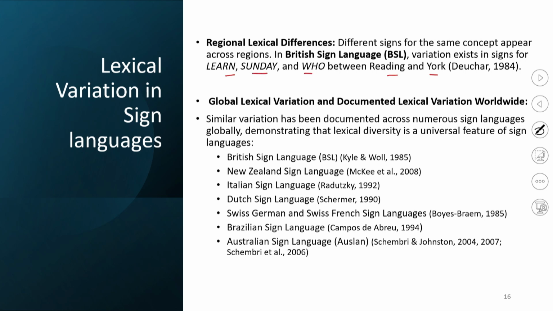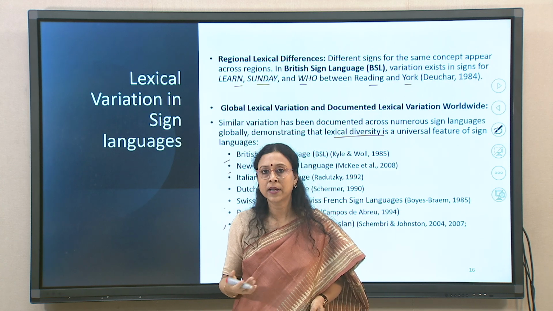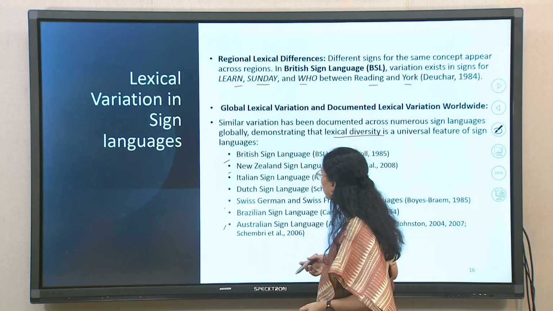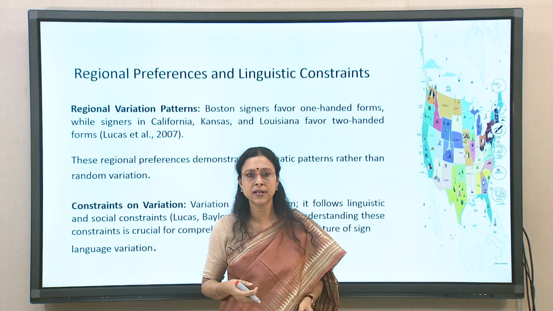So, two different regions within British Sign Language will have lexical variations on many words. At a global level, lexical variations can exist between all of these different varieties across numerous sign languages, demonstrating that lexical diversity is a universal feature of sign languages, just like spoken languages. Typically in spoken language we talk about American English versus British English versus New Zealand English, or within New Zealand, Pakeha and Maori English. Similar kinds of variations also exist here. Different sign languages will have lexical variation as well.